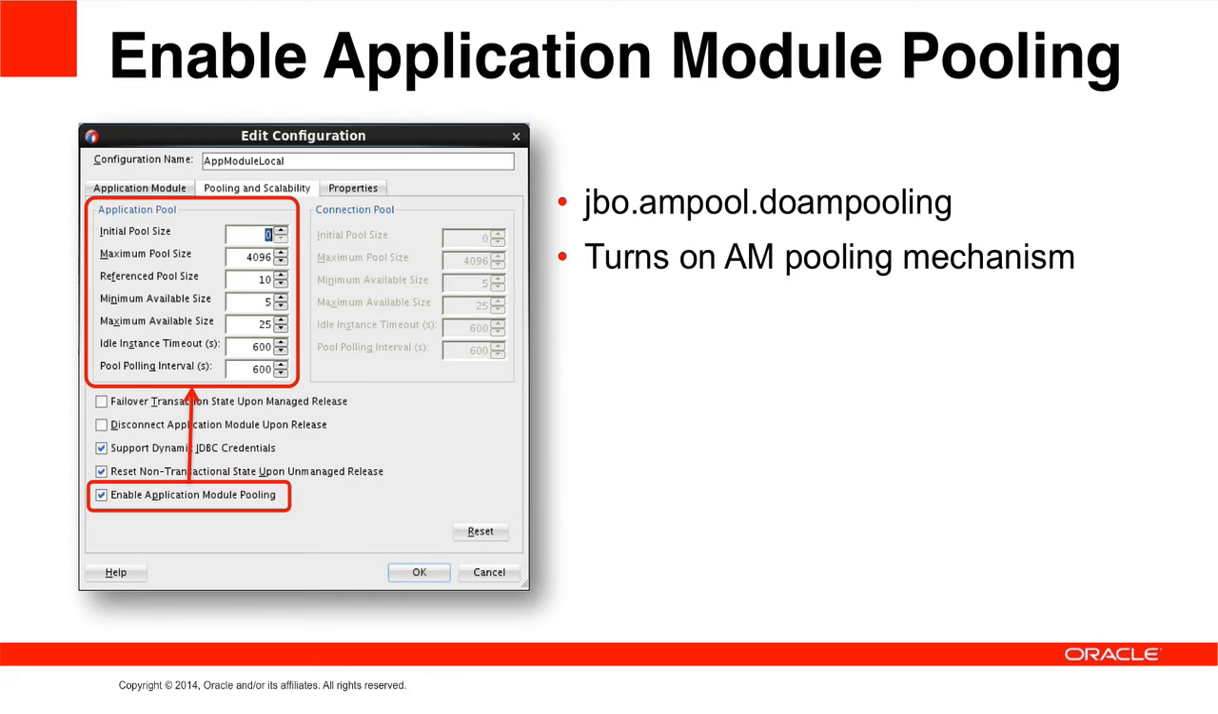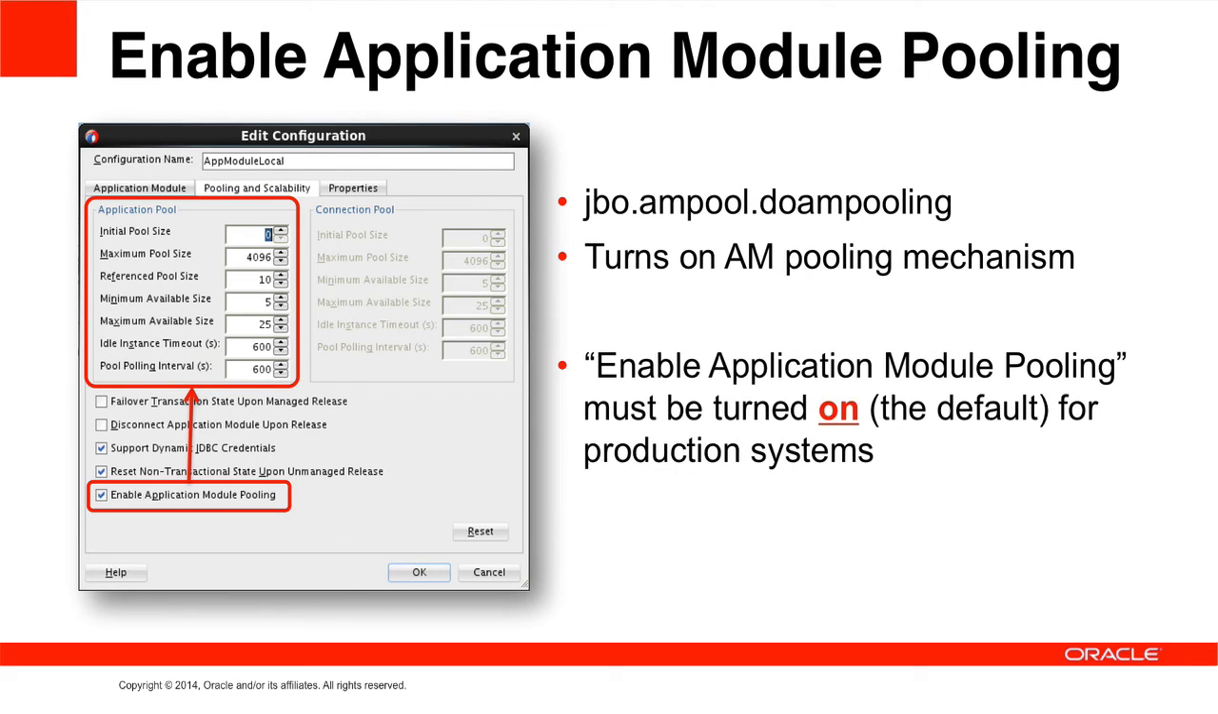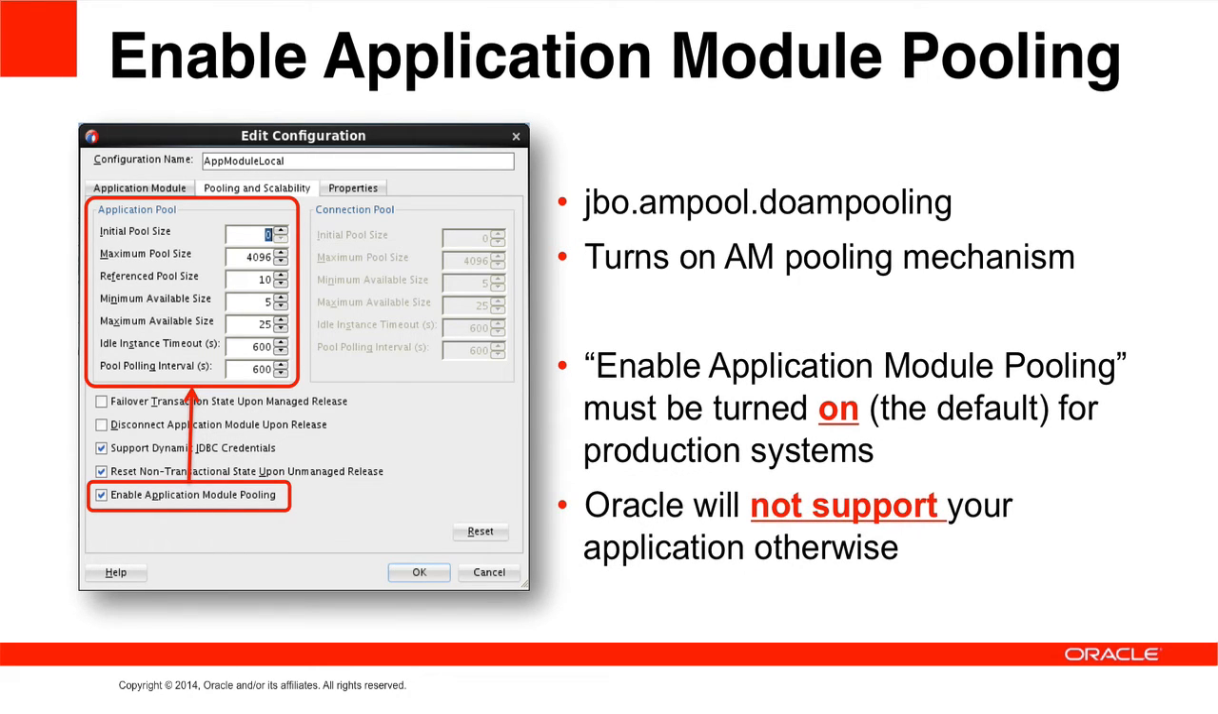In fact, if the Enable Application Module Pooling option is off in a production system, Oracle will not support your application, so it must be on. But there is a limited use case where we do turn this off, and we'll discuss this in a later episode in the Best Practices episodes of this ADF Insider Essentials series.